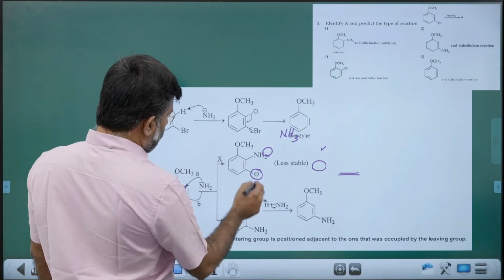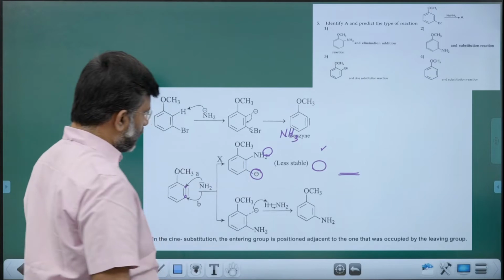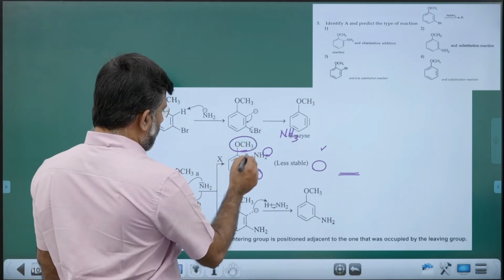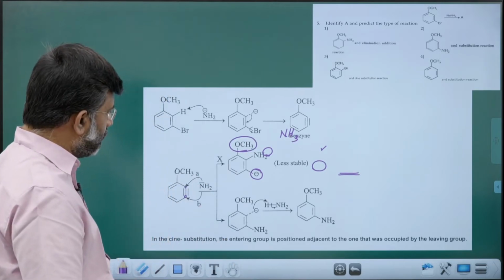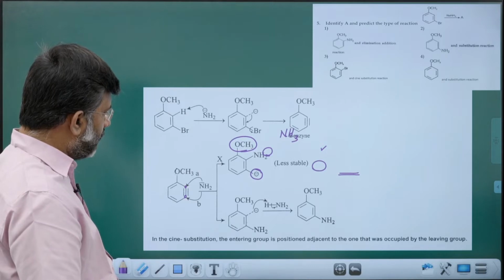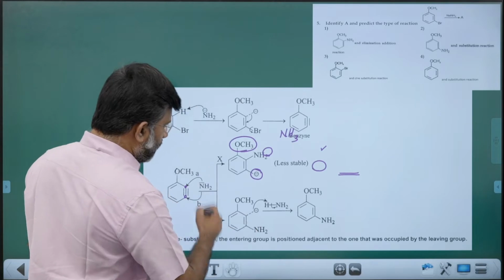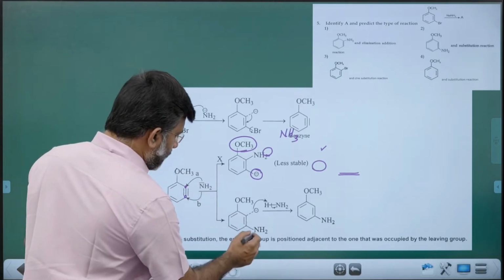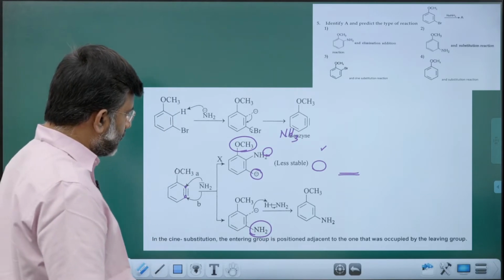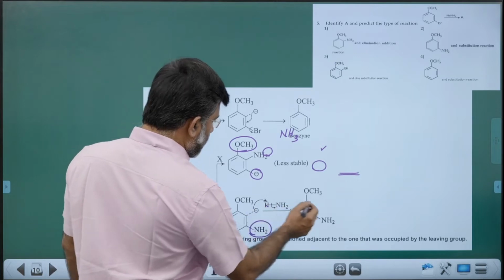You see it is away from this group, and it is less stable because OCH3 with minus coming on the para position is less stable. While here you find the minus charge is coming over here and that will be relatively more stable, and NH2 comes here. This minus attacks the proton from ammonia and gets back hydrogen.